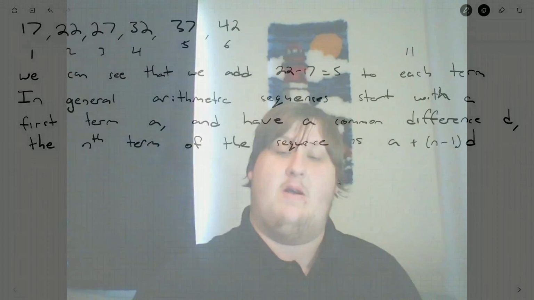There's probably some middle ground where you can say, oh, the common difference is 5. I need to add 10 of those on to get to the 11th term. So 17 plus 50 is 67, which is going to be our answer.